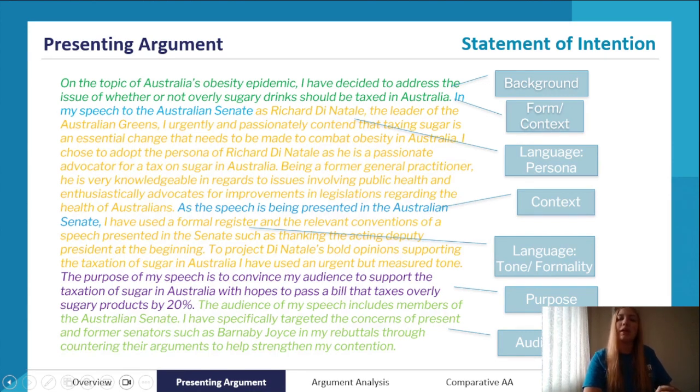So there's a lot of people in Parliament that were against this sugar tax, saying it wouldn't be good for the economy, etc. So in this example, they've chosen to refute essentially that opinion of those politicians, and that's why they've chosen members of the Parliament as their audience.